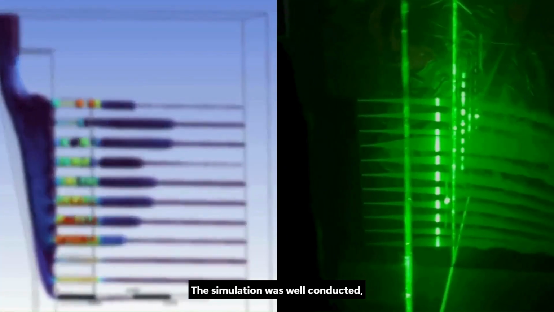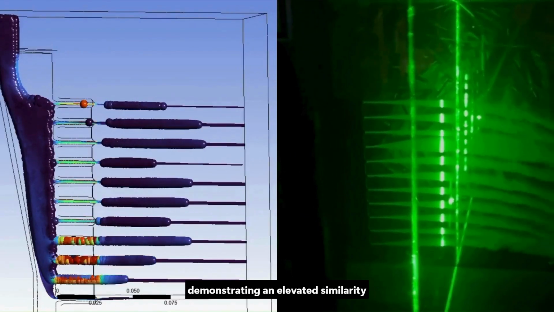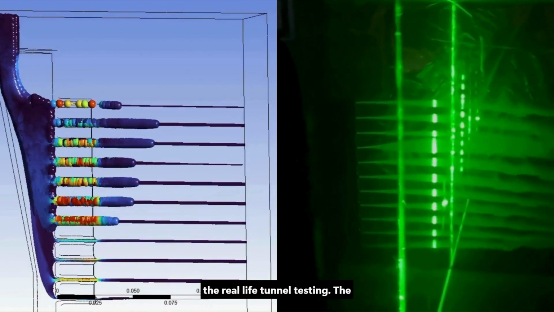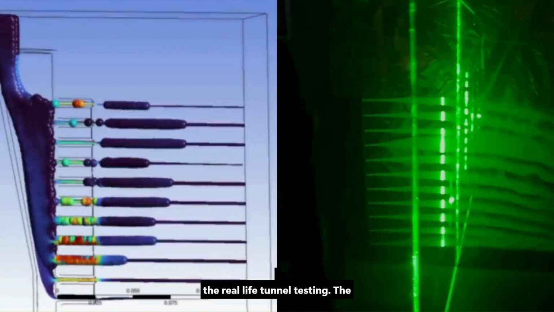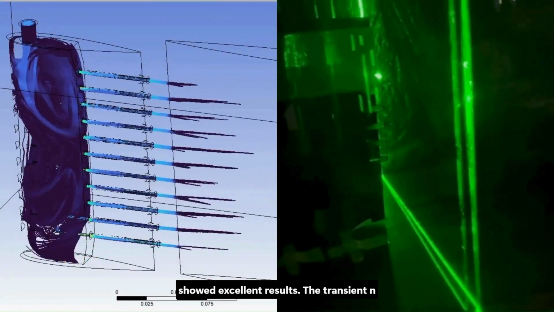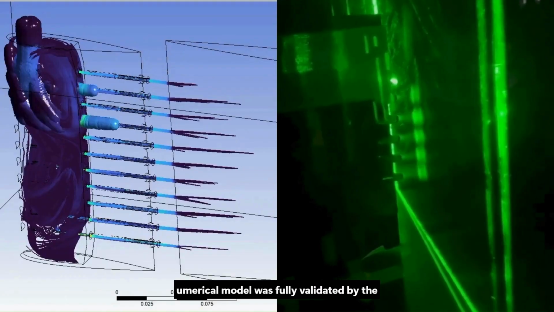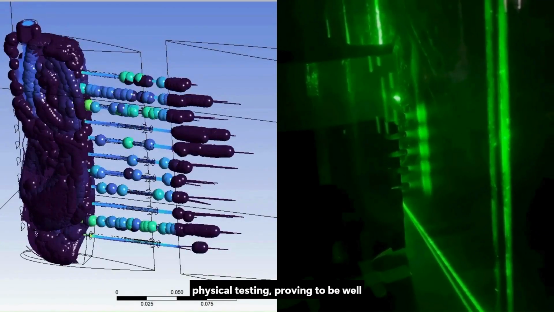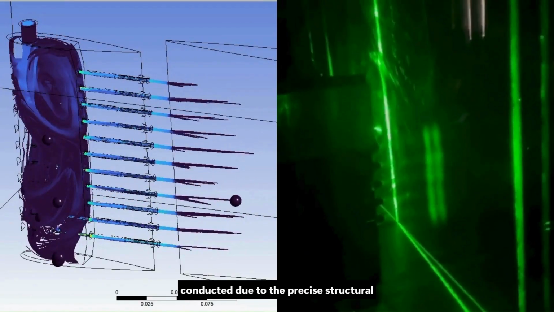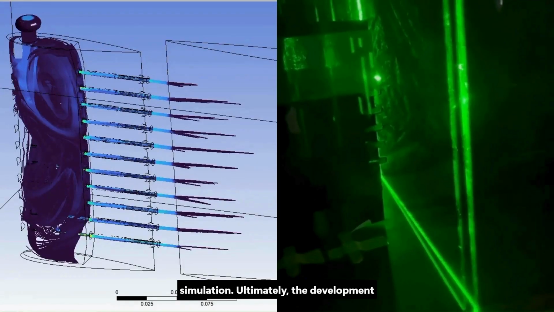The simulation was well conducted, demonstrating an elevated similarity between the CFD flow behavior and the real-life tunnel testing. The segmented smoke line adaptation also showed excellent results. The transient numerical model was fully validated by the physical testing, proving to be well conducted due to the precise structural correlation between reality and simulation.